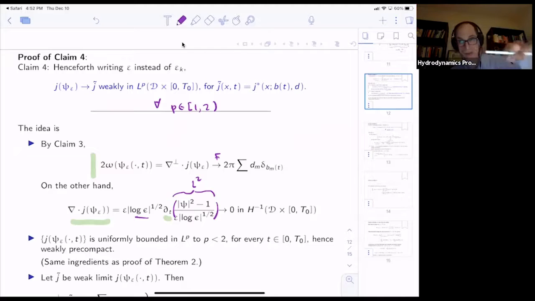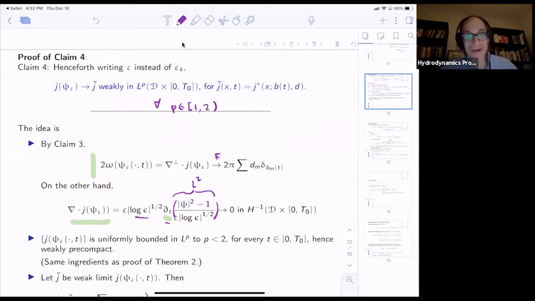Not for every time, I have to integrate in time to take advantage of this time derivative. And so on the domain cross time interval, I can see that the divergence of the current has vanished. And so this is where I'm sort of recovering the Euler equation. The Gross-Pitaevskii equation is not divergence free for finite epsilon, but in the limit as epsilon goes to 0, I get this divergence free condition only in this weak sense, weak L^p dx dt. But nonetheless, I get divergence free, and that's crucial because we know from experience with Euler that it's a vital property of ideal fluid flows.